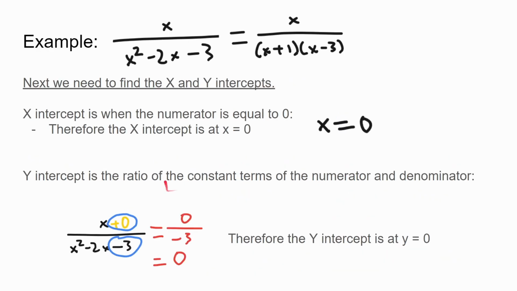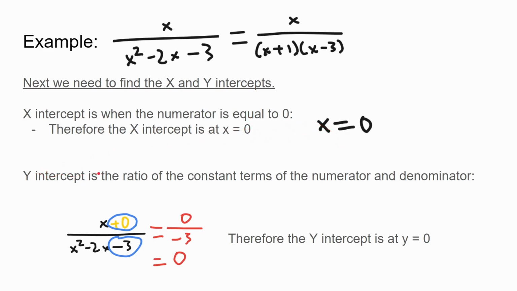The next step again is to find the x and y intercepts. So the x-intercept is when the numerator is equal to 0. So in this case, the numerator is just x, so x is equal to 0 when x is equal to 0. So therefore, the x-intercept is at x equals 0.